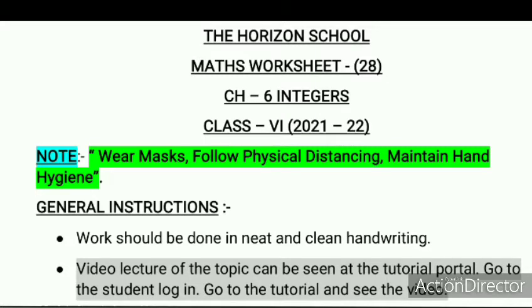Hello students, this is Maths Worksheet 28, chapter number 6, Integers. Dear students, this is a new chapter.